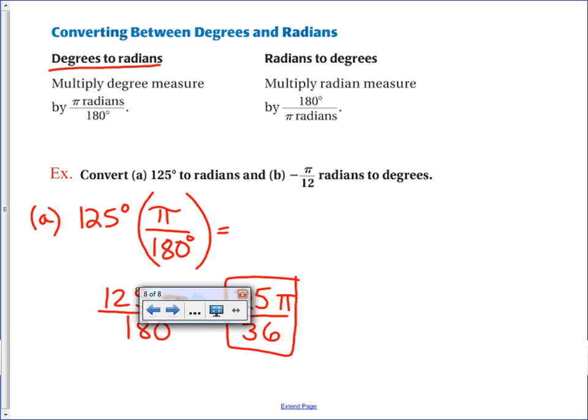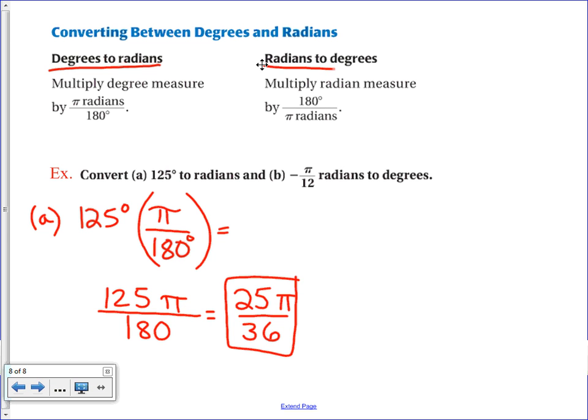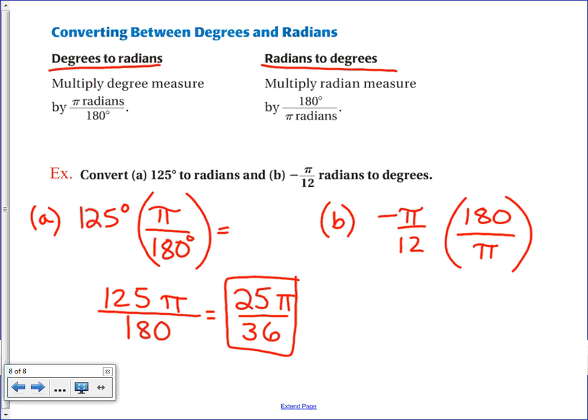To go the other direction, to go from radians to degrees, we're just going to flip that conversion fraction upside down and multiply by 180 over pi. So this is example B here: I'm starting with negative pi over 12, trying to go to degrees. I'm going to do this so that my pi's will cancel out and I'll be left only with degrees. So the pi's cancel each other out. I'm left with negative 180 over 12.